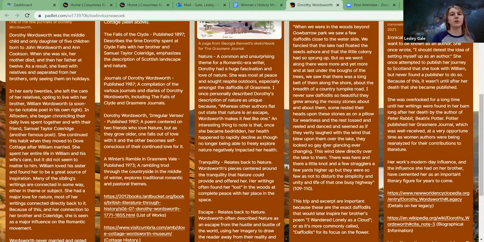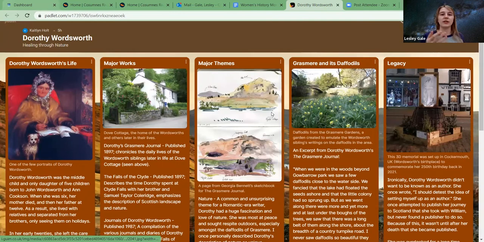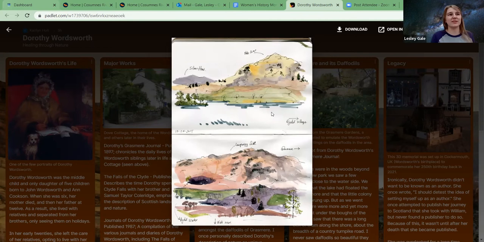Oh, and I wanted to mention that this picture here is by an artist who made it her aspiration to draw and bring to life all of Wordsworth's writings the way she saw them. And this is one of those pictures of Grasmere Lake.